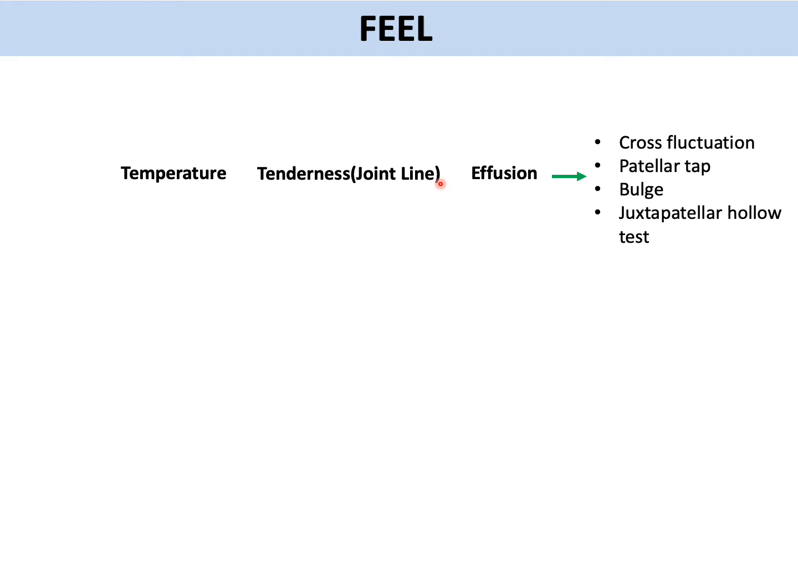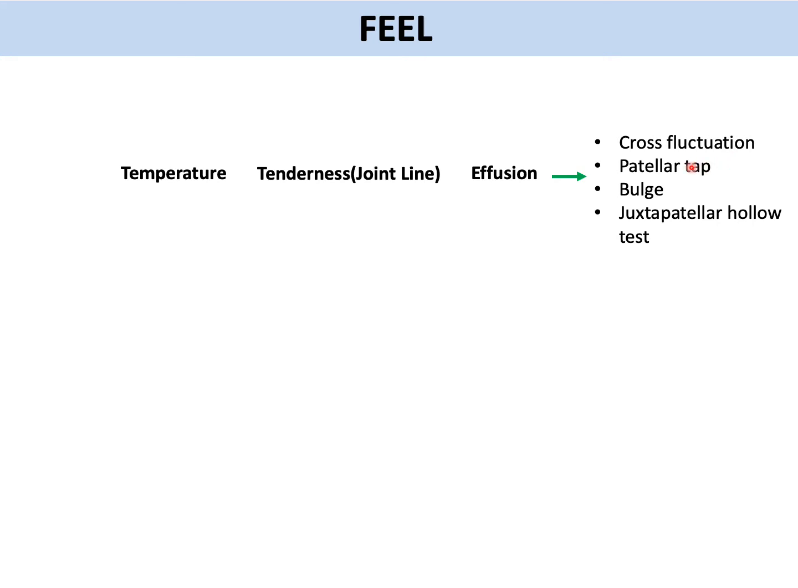Besides the meniscus pathology, we can diagnose the pathologies on the quadriceps tendon, patella, or the patellar tendon, and other bony and soft tissue structures around the knee joint. Effusion is another important finding here. If cross fluctuation is present, this is grade 4 effusion. We don't need to go for other tests if cross fluctuation is present.